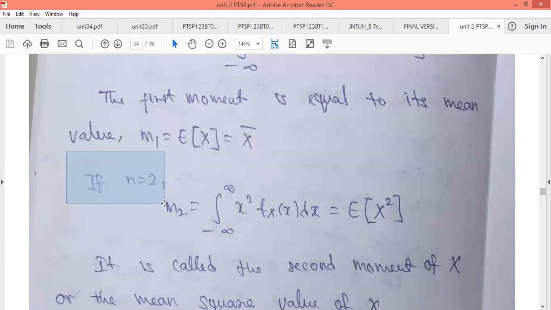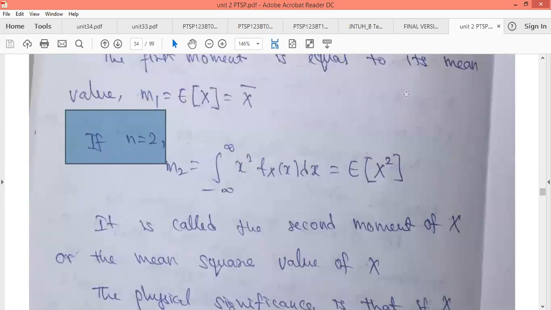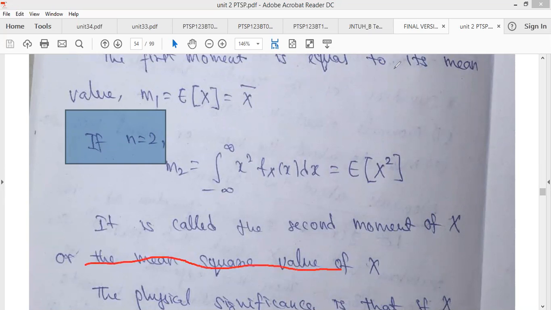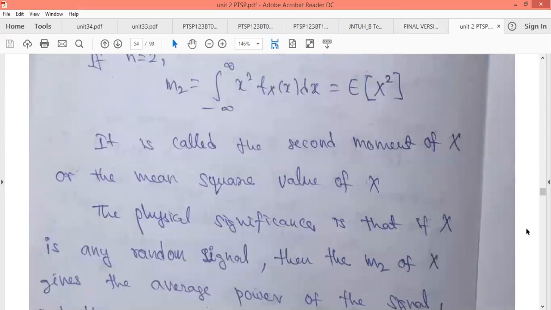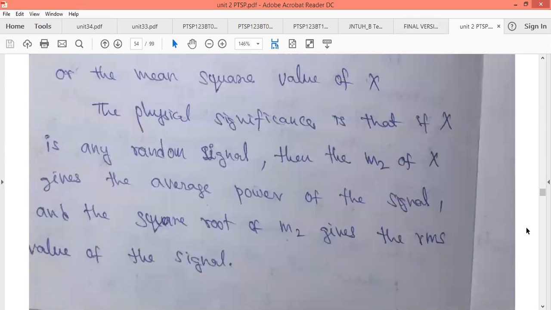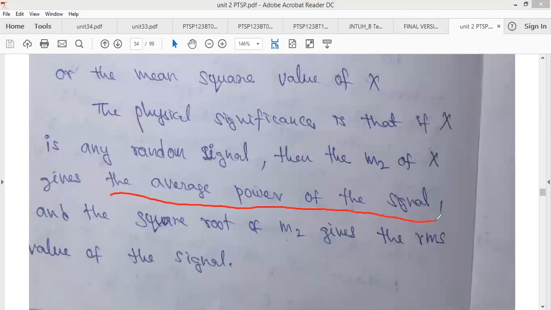Similarly, if n is equal to 2, we call it m2. It is equal to the integral from minus infinity to plus infinity of x square f x of x dx. This is called the expected value of x square, also called the mean square value of x. What is the importance of the mean square value of x? The mean square value of x gives us the average power of the signal, and the square root of the mean square value gives us the RMS value of the signal.